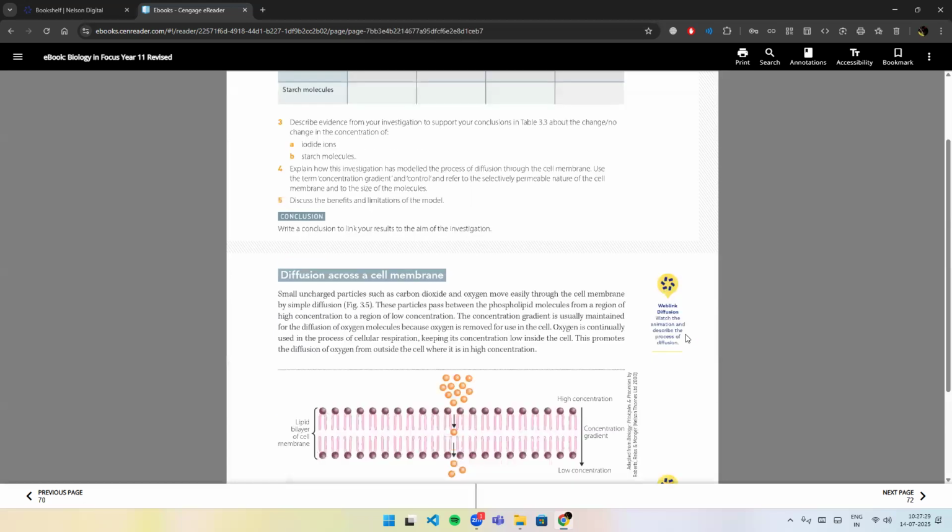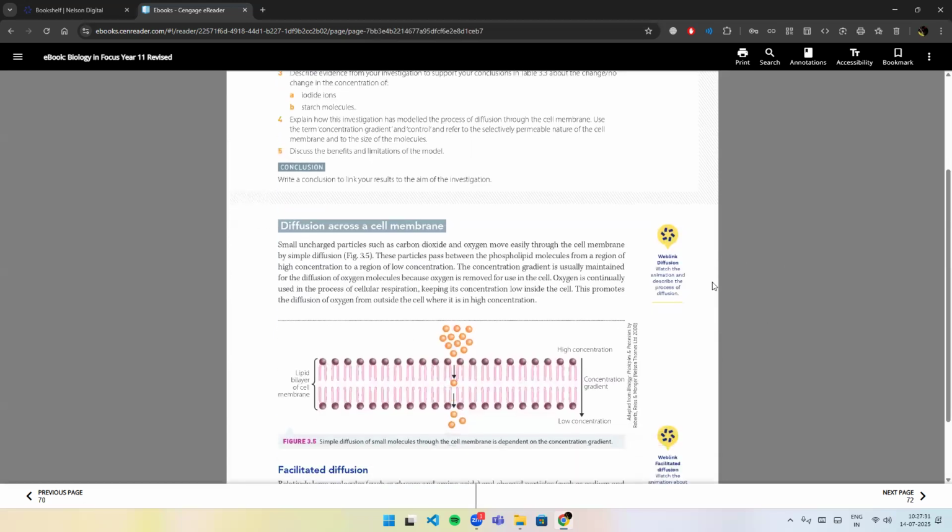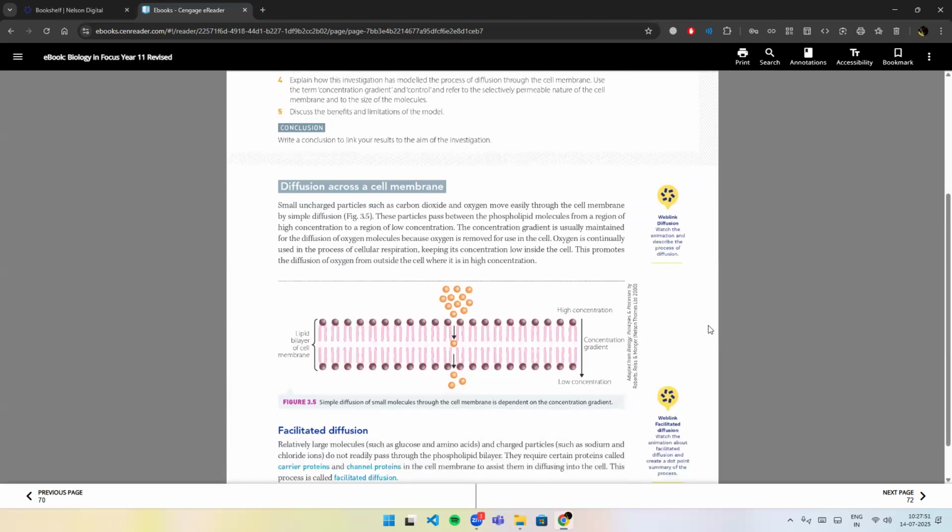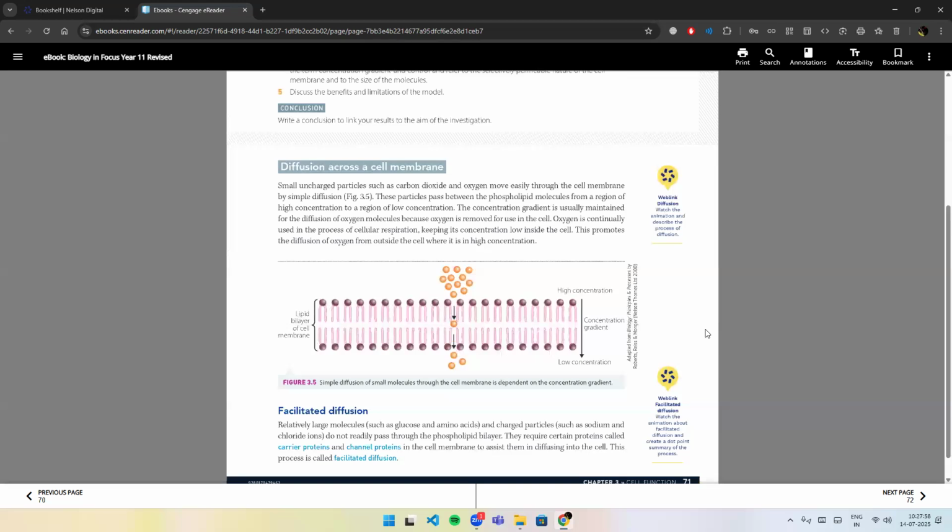Describe evidence from your investigation to support your conclusions in Table 3.3 about the change or no change in the concentration of iodide ions, starch molecules. Explain how this investigation has modeled the process of diffusion through the cell membrane. Use the term concentration gradient and control and refer to the selectively permeable nature of the cell membrane and to the size of the molecules. Discuss the benefits and limitations of the model. Write a conclusion to link your results to the aim of the investigation.